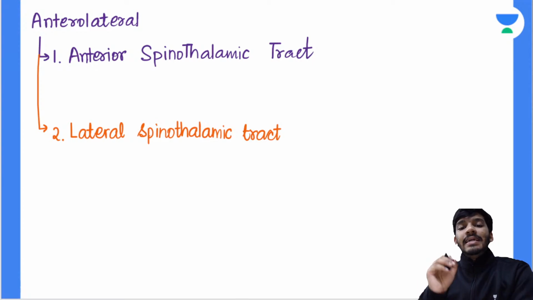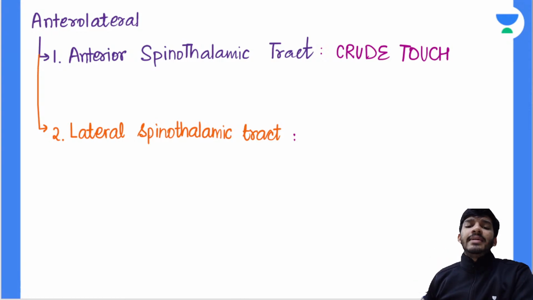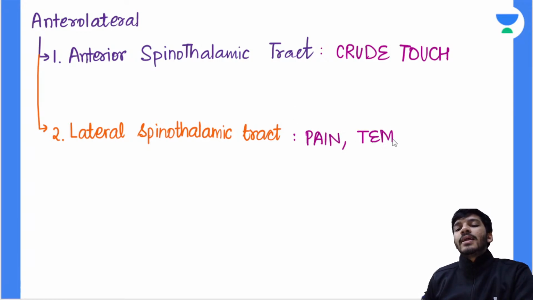Okay. So the anterior spinothalamic tract is concerned with touch. Touch means crude touch, because the anterolateral column does not carry fine touch. It carries crude touch. And the lateral spinothalamic tract is related to all the other things: pain and temperature. Please write pain and temperature here. They are carried by the lateral spinothalamic tract.